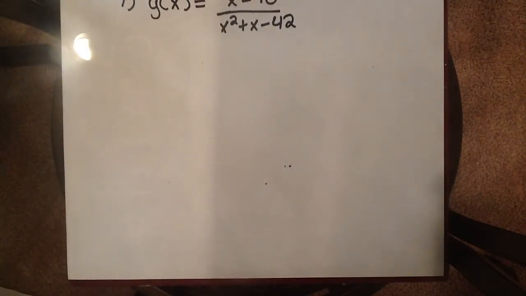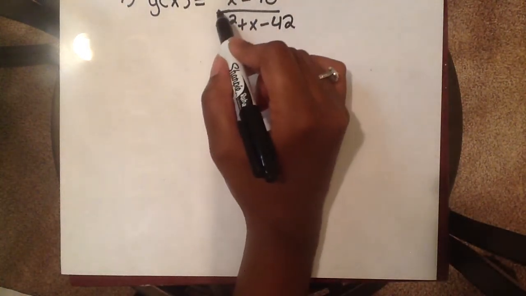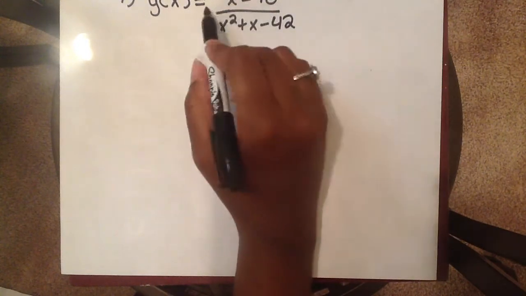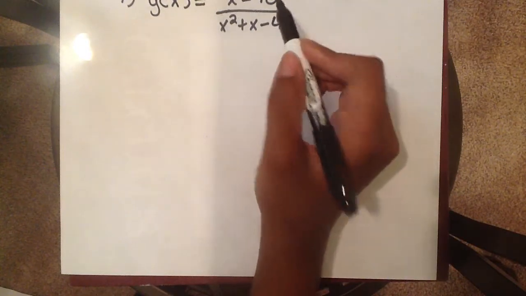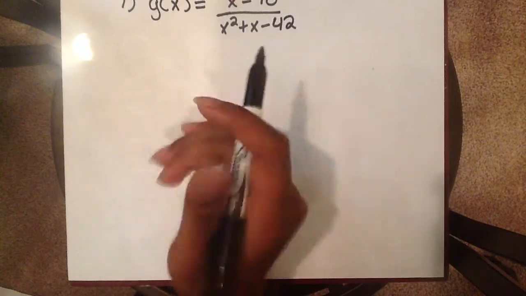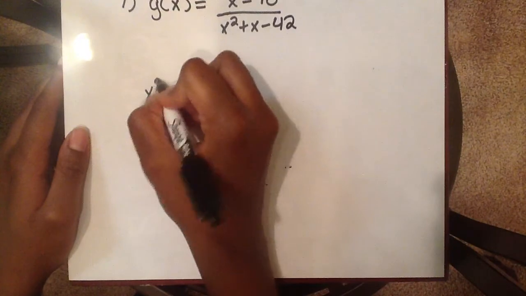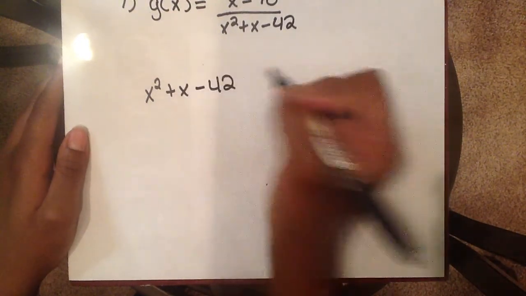For number 7, we're going to find the same thing, determine where the function is continuous. In the denominator, at any point it's going to be continuous as long as it doesn't equal 0. So we're going to find what x makes the denominator equal 0, and at those points it's not going to be continuous any longer. We just have to consider the denominator: x squared plus x minus 42. And we're going to factor.